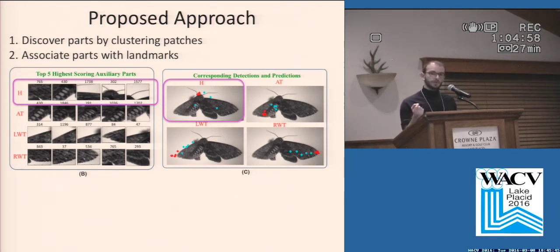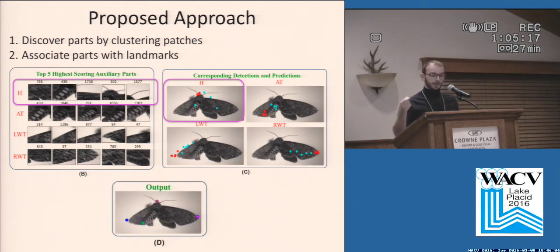The end result is that by using our discovered parts to help predict where the landmarks we care about are, we can get more accurate appearance likelihood terms. If you go back to those traditional part-based models, you can stick this appearance likelihood term back into a traditional part-based model, and you end up getting a more accurate output.